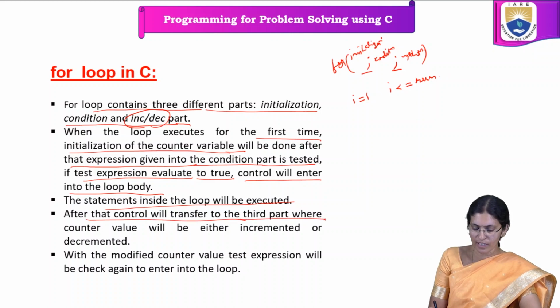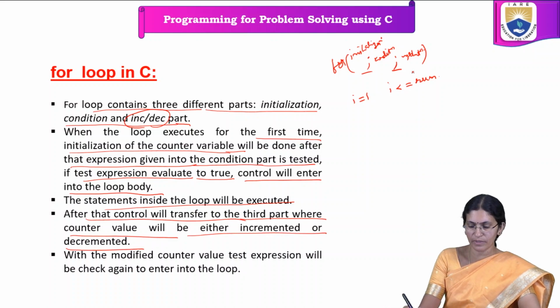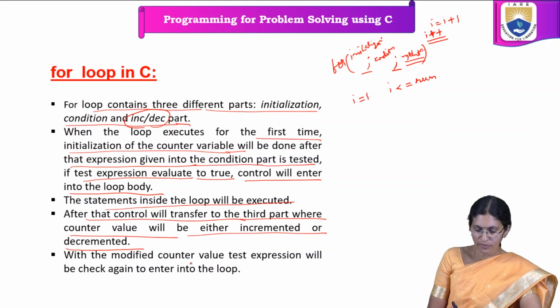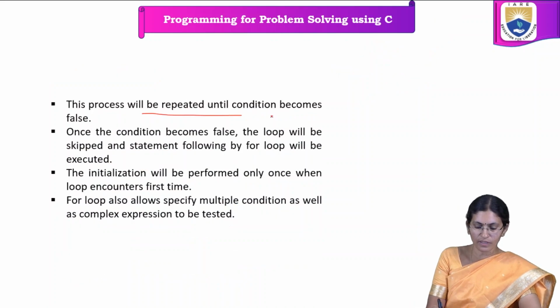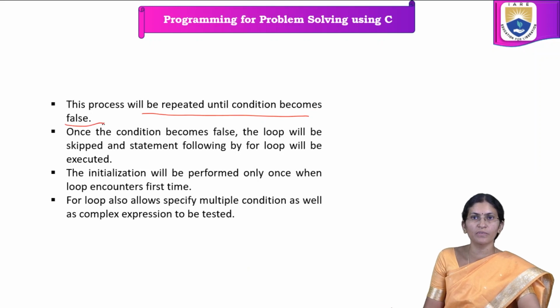After that, control is transferred to the third part, where the counter value will be either incremented or decremented. So in the update expression, we have written this I plus plus. So I plus plus implies I is equal to I plus 1. So with the modified counter value, the test expression will be checked again to enter into the loop. So this process will be repeated until the condition becomes false.